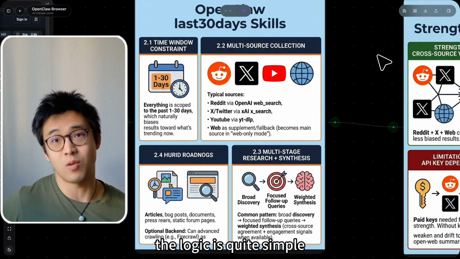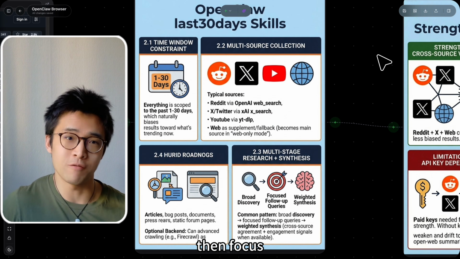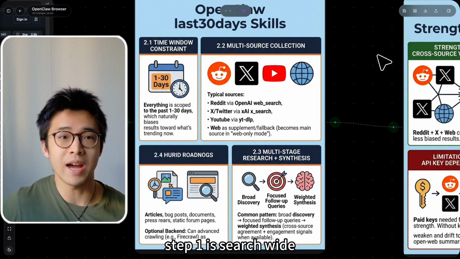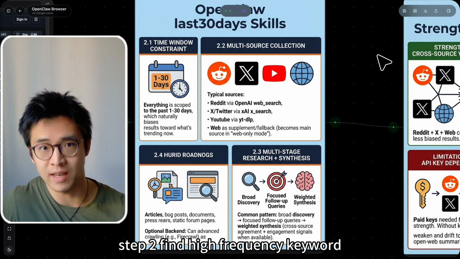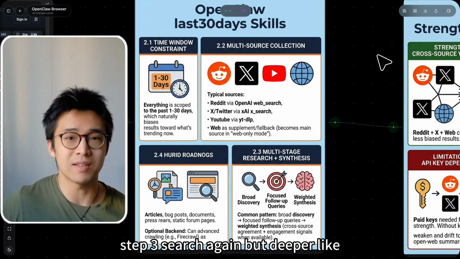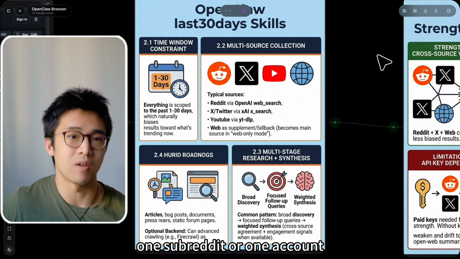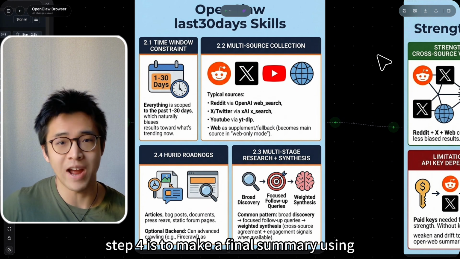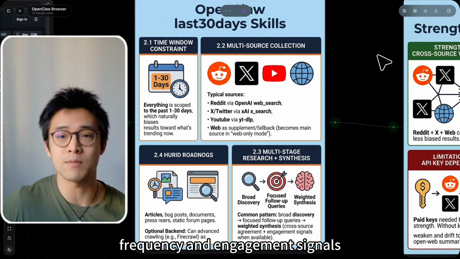The logic is quite simple. Wide first, then focus. Step 1 is search wide. Step 2, find high frequency keywords. Step 3, search again but deeper, like one subreddit or one account. Step 4 is to make a final summary using frequency and engagement signals.